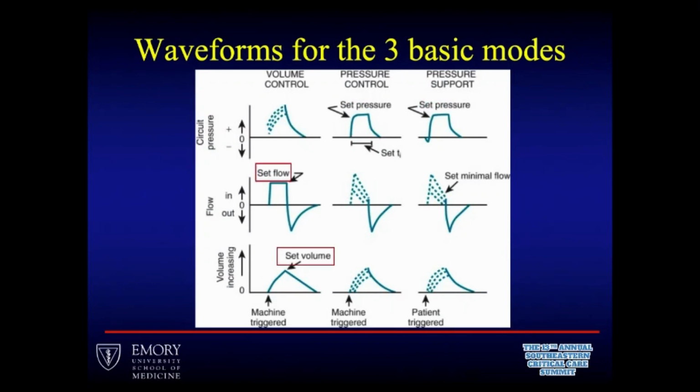In volume control, you set the flow and volume, and then those dashed lines at the top, which is the circuit pressure versus time curve, those dashes mean that it may vary based on the breath and the patient's lung mechanics.